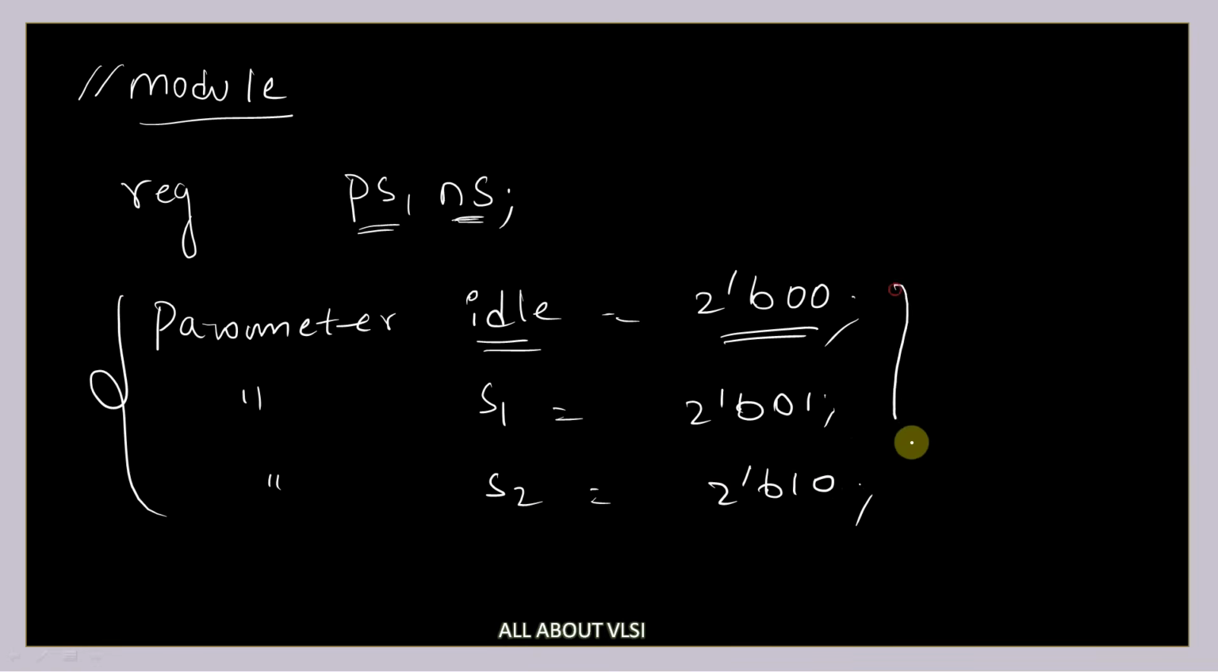Okay. Now, how many states do we have? Three states. So for storing these three states, we need 2 bits, [1:0] present state comma next state, PS comma NS. So this is how we are going to declare all our necessary variables.